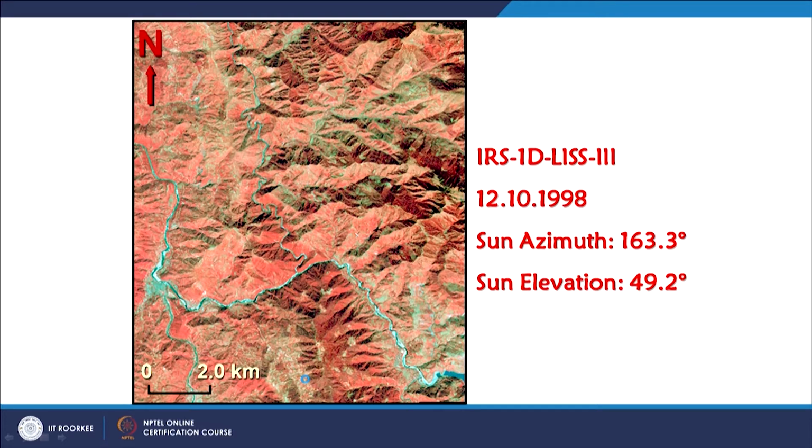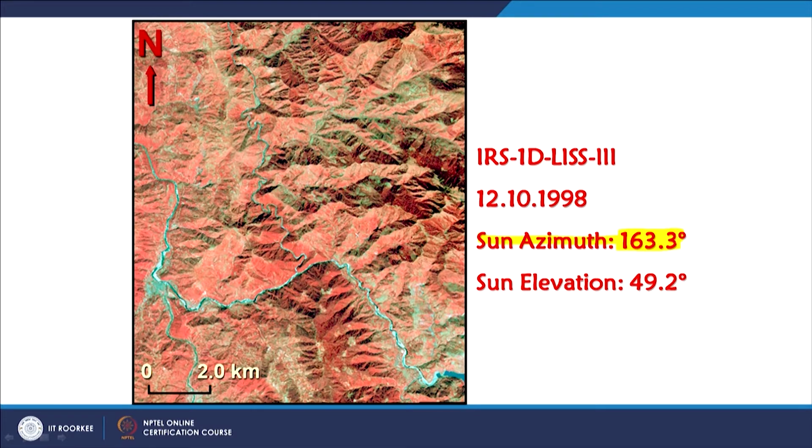Now, another point to note here is that north is upward, and if you see the sun azimuth, which is 163.3 degrees. When you download a satellite image, you can also download the metadata of that particular image, and through the metadata you can know when that image was acquired, what the sun azimuth was, and the sun elevation angle.